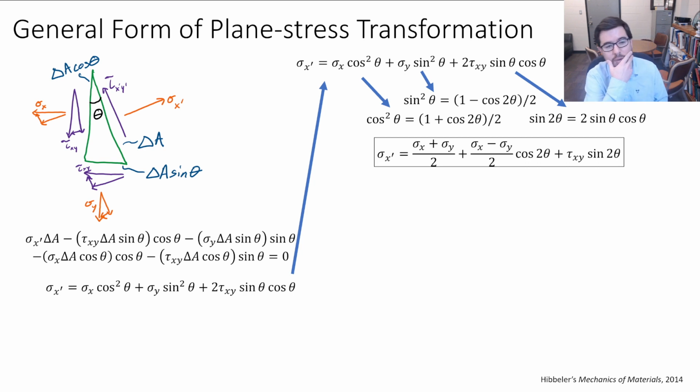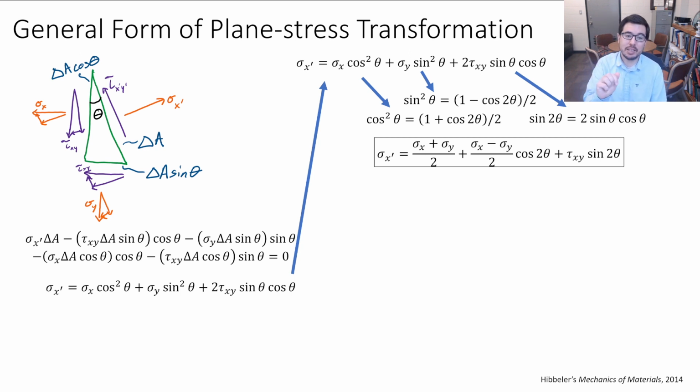So sigma x prime is equal to the mean of the 2 normal stresses, plus the difference divided by 2 of the normal stresses times cosine 2 theta, plus tau xy times sine 2 theta. This is something you probably want to write down on your formula sheet, but I hope you don't use it. To be honest, you're going to use it for the homework.